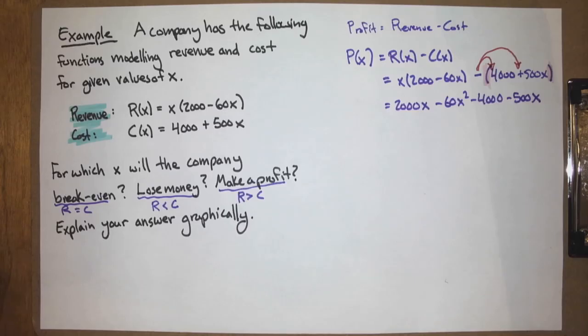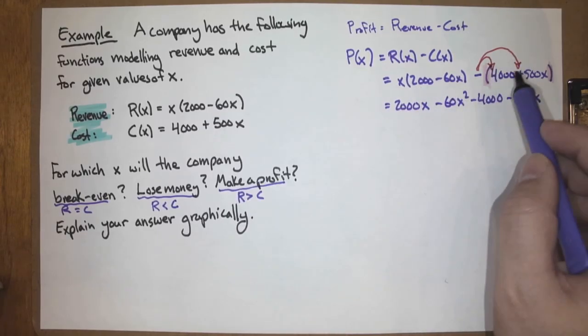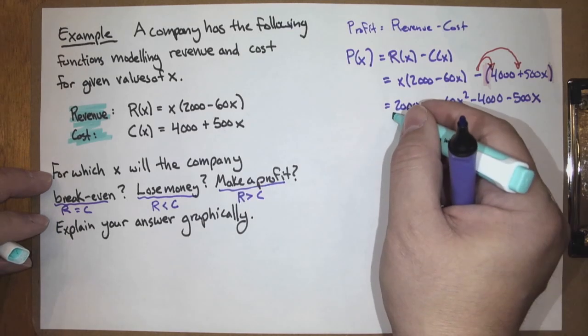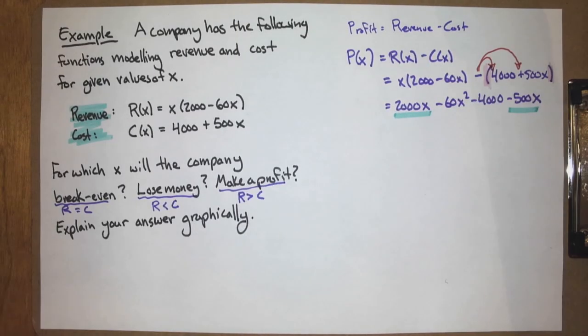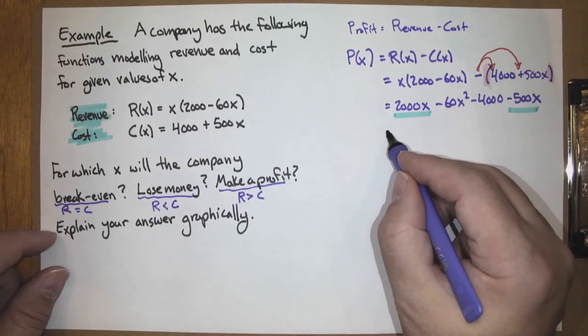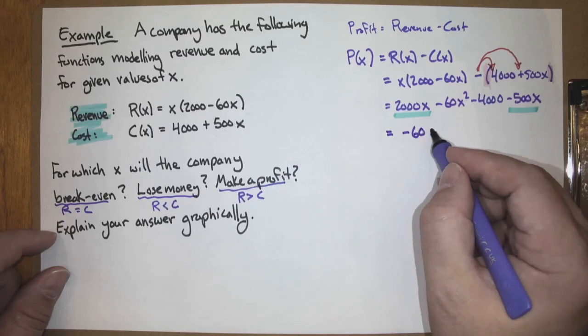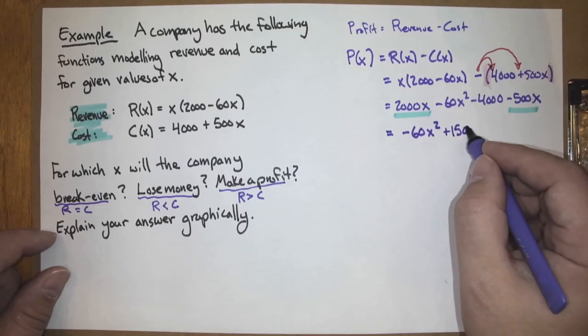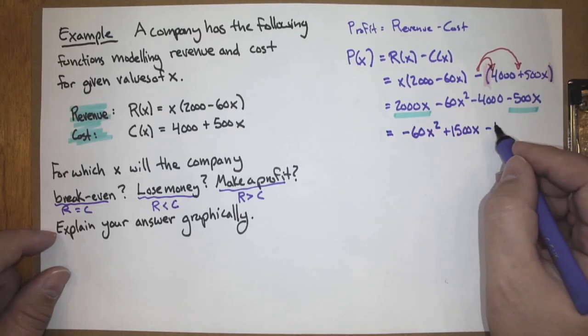What should we do at this stage? So we've expanded. We did our distribution. What else should we be doing? Well, we should combine terms that we can combine. We have two pieces that both have x's involved. And so I'm going to combine those. And the other thing I'm going to do simultaneously is rewrite this in order of powers of x. So minus 60x squared plus 1500x and minus 4,000.